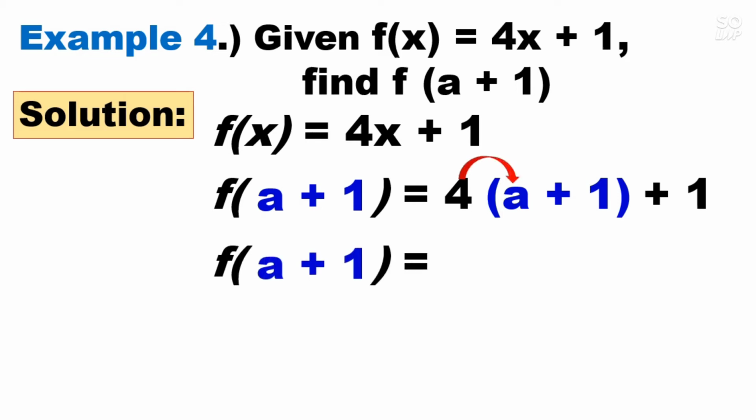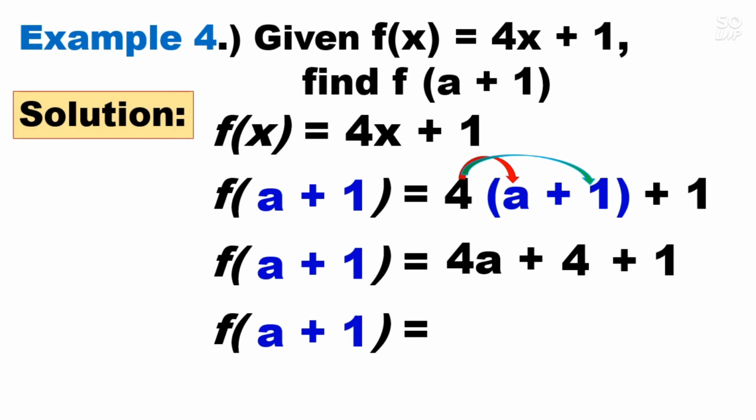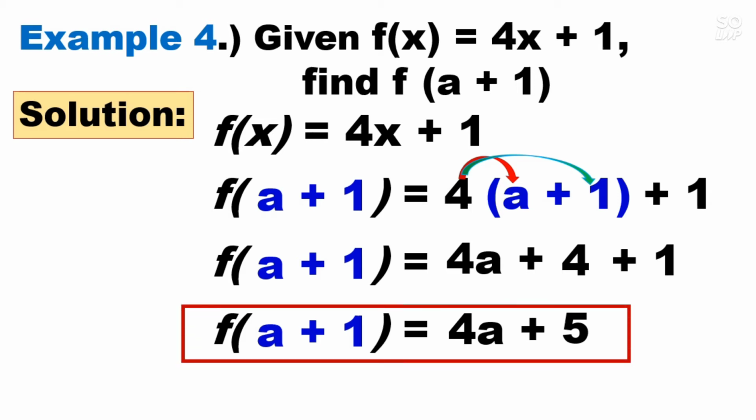Okay, and then, we distribute 4a, 4 times a. So, that's why we have 4a. And 4 times 1 equals 4. Okay, plus 1. So, now we have 4a plus 4 plus 1. Okay, then f of a plus 1 equals 4a plus 4 plus 1 is 5. Okay, so the value of the given function f of a plus 1 equals 4a plus 5.